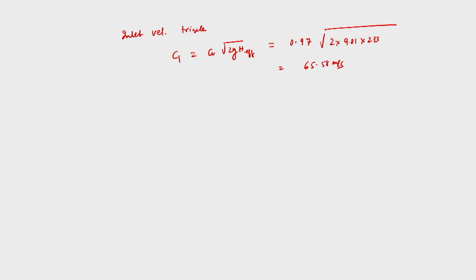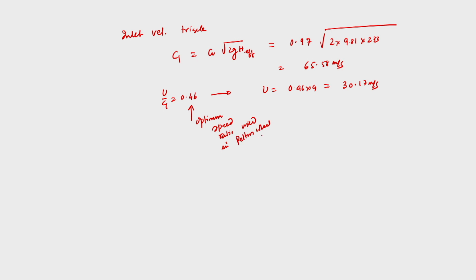Now we have obtained from the curve that U by C1 is equal to 0.46 for maximum wheel speed. So if I know C1, then 0.46 multiplied by C1 will be equal to 31.17 meter per second. So this is the optimum speed ratio used in the Pelton wheel. So this is 30.17 meter per second.